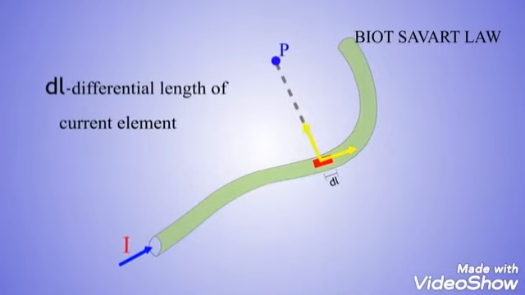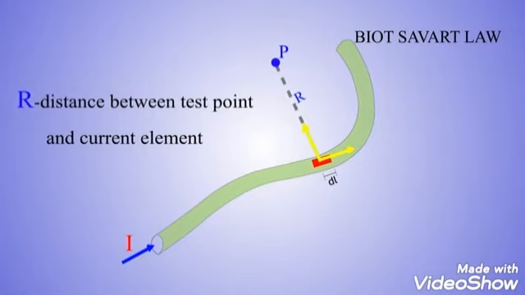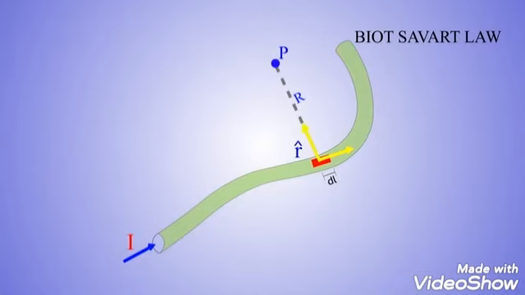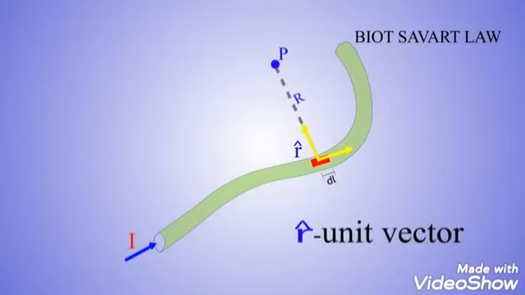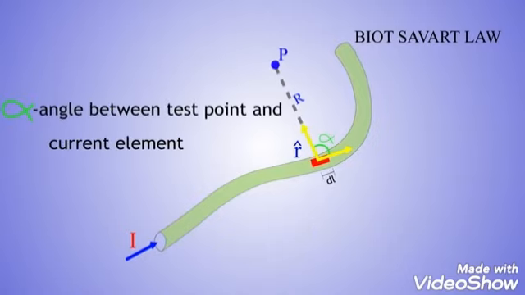dl is the differential length of current element. R is the distance between test point and the current element. And R cap is the unit vector acting along the line joining the current element and the point P. And alpha is the angle between test point and the current element.